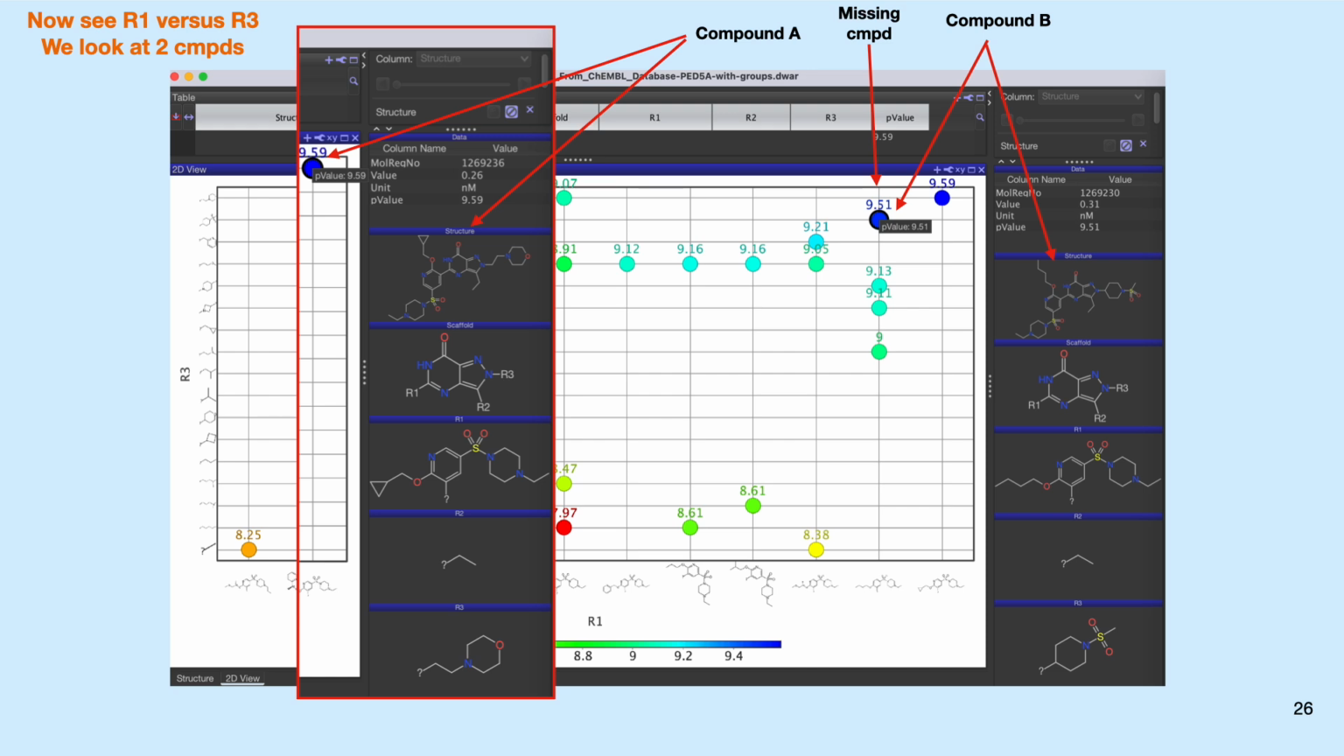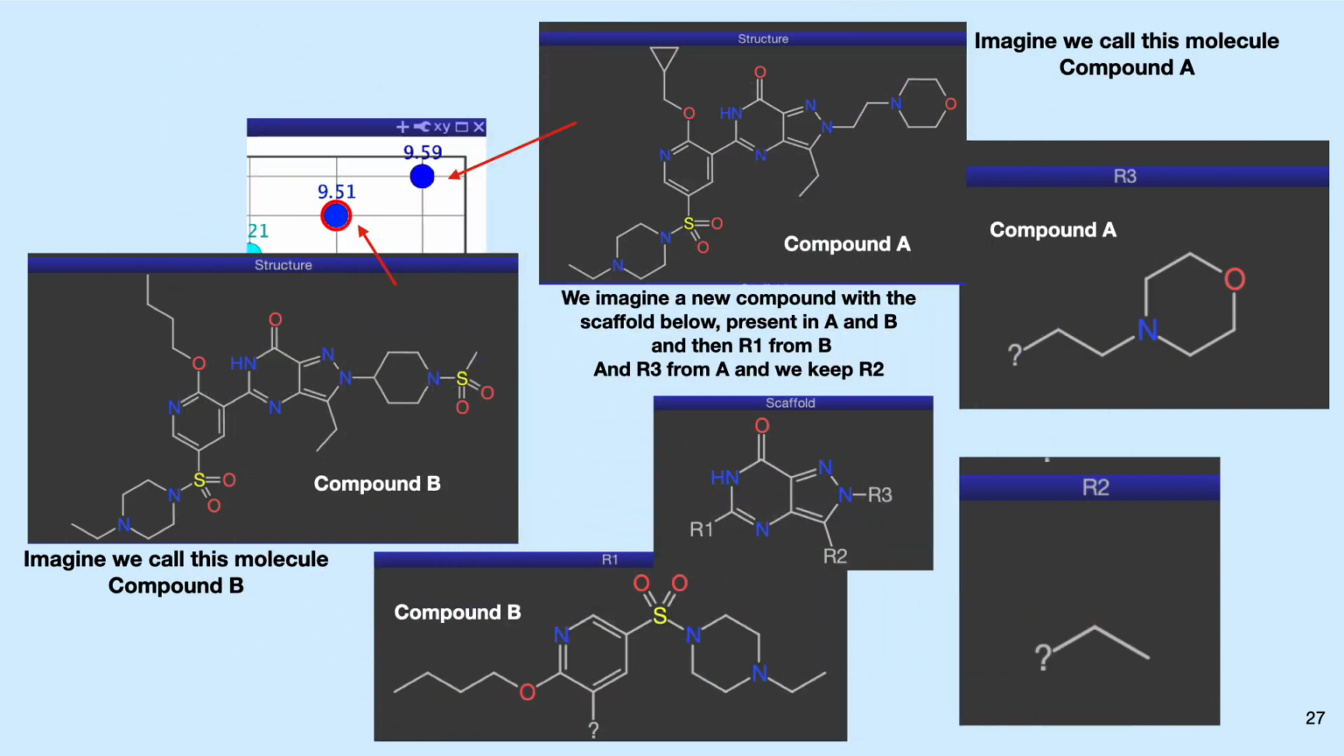We could imagine designing a compound not present here by changing some R groups. This is what we are going to try. We imagine a new compound with the scaffold shown that is present in compounds A and B, and then the R1 of compound B and the R3 of compound A. We do not change the R2 group as present in the two molecules.